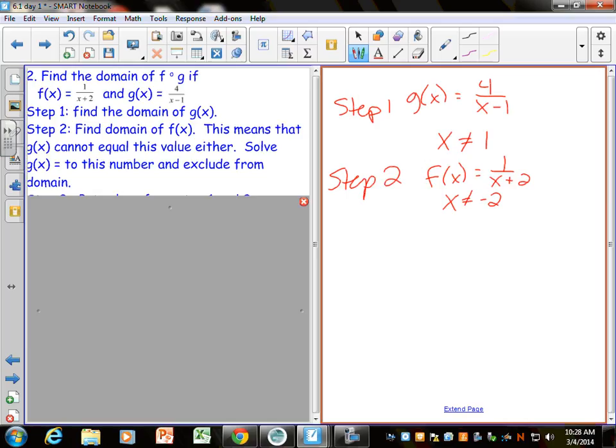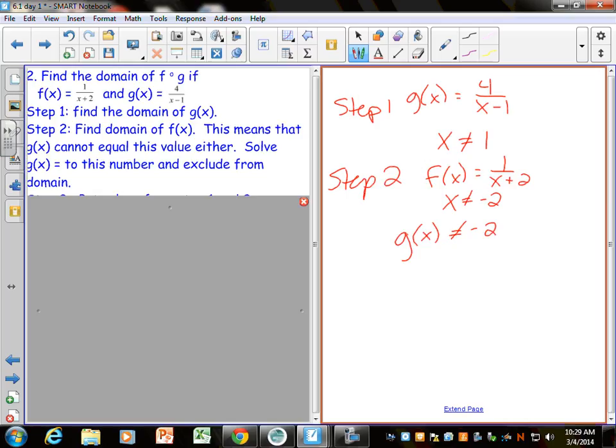But what people want to do for the domain of this is they want to just say, what's the domain of g of x? What's the domain of f of x? That's my domain of it together. But that's not true because you're taking g of x and plugging it into f of x. So I tried to write this out. This means that g of x cannot equal this value. So I'm going to say this means g of x cannot equal negative 2.